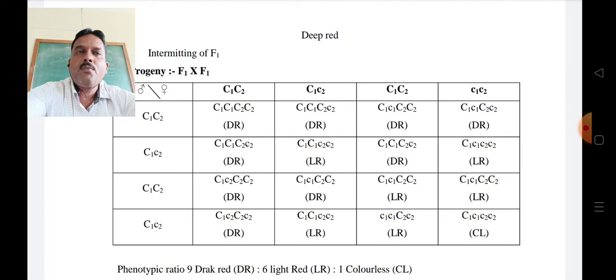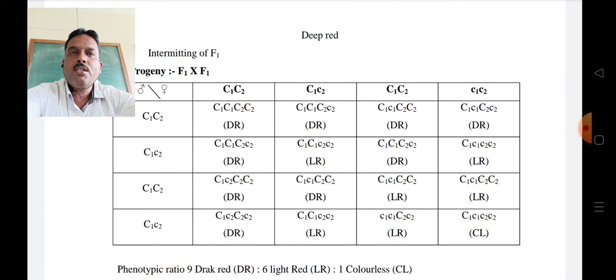Then in case of the F2 generation, how can we calculate it? By intermating of F1 or selfing of F1. So the deep red F1 genotype is capital C1, small c1, capital C2, small c2. Both F1 parents produce 4 gametes. Which are those 4 gametes? First gamete, capital C1, capital C2. Second one, capital C1, small c2. Third one, small c1, capital C2, and last one, small c1, small c2. So both parents produce 4 gametes.